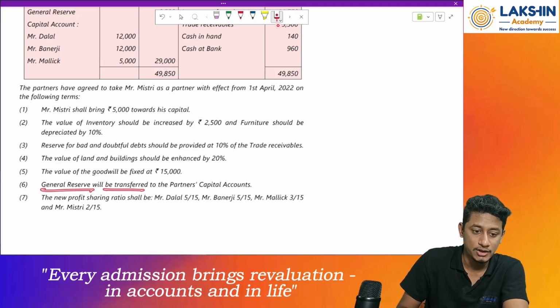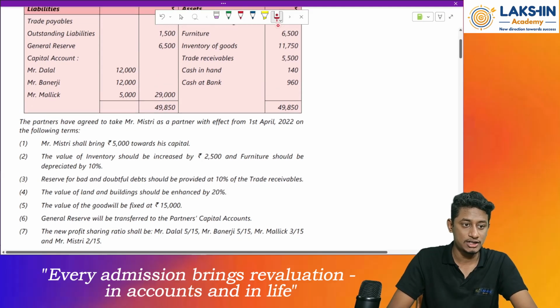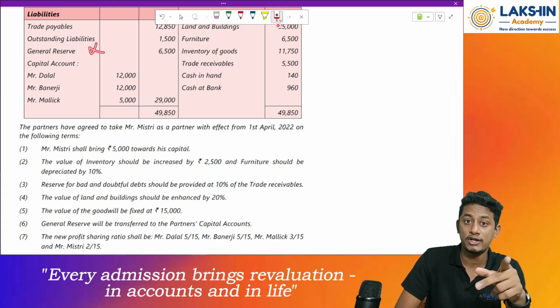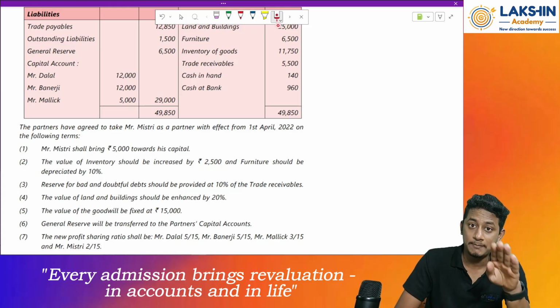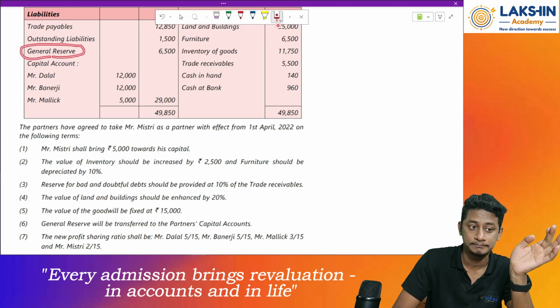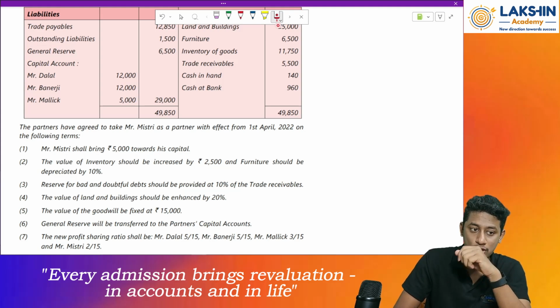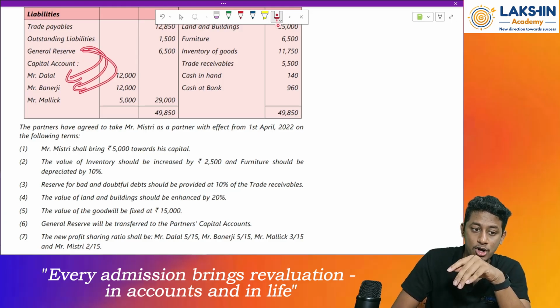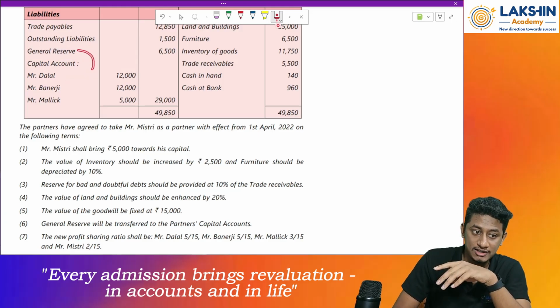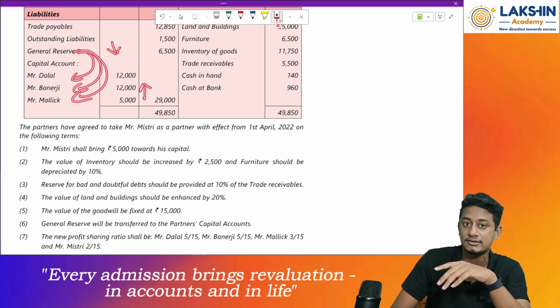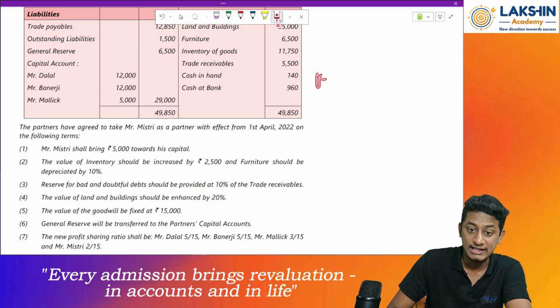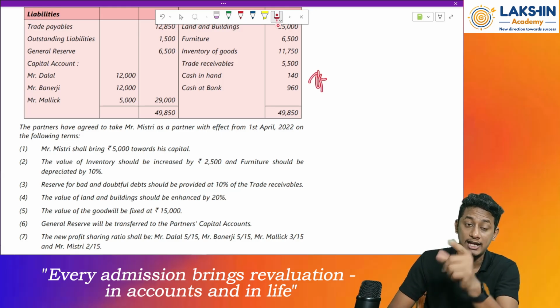General reserves will be transferred to partners' capital accounts. In the question, we have general reserves over here, right? This general reserve, whatever was there, should be written off and transferred to the partners' capital accounts. Will the partners' capital balance increase or decrease because of this transfer? It will increase. Why? Because if I need to clear the reserves, I need to transfer them somewhere. I will transfer them to all three partners. So the capital balance will increase, the general reserve balance will decrease, and my balance sheet will tally. There is no difference in the balance sheet. So this will increase the value of the partners' capital accounts.